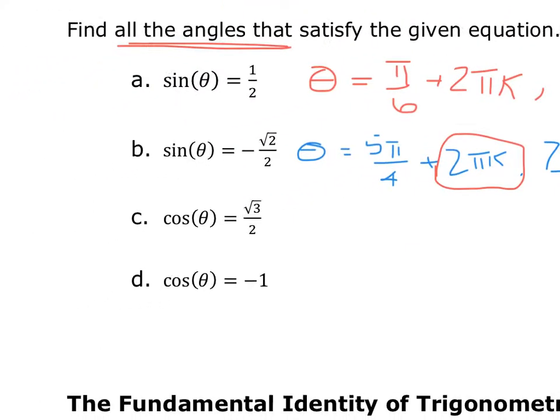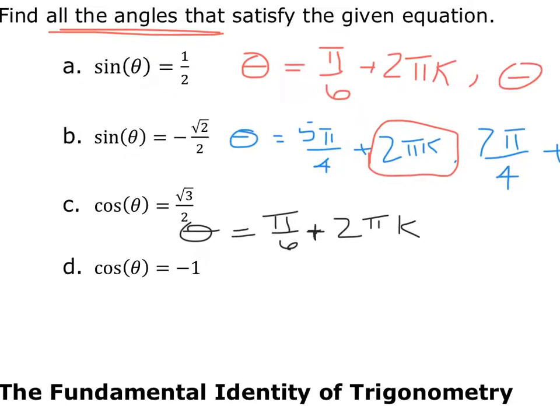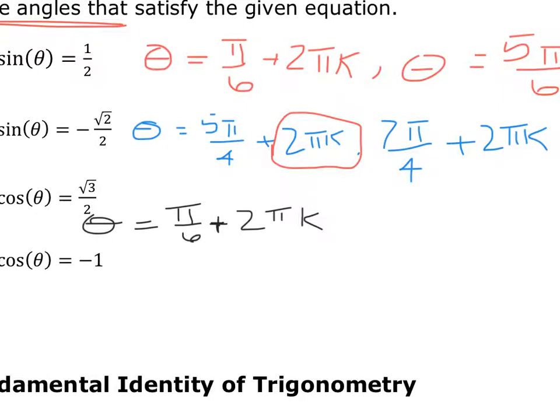Going on to the next one. If I'm asked for square root of 3 over 2, in which quadrants is cosine positive? 1 and 4. So cosine is positive in 1 and 4, so I'm looking for 30 degrees, which is again pi over 6. So I have pi over 6 plus 2 pi k, plus, and what's the other one? 11 pi over 6 plus 2 pi k. My pluses are not looking very good today.